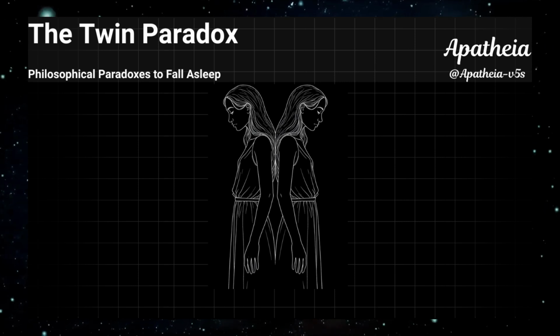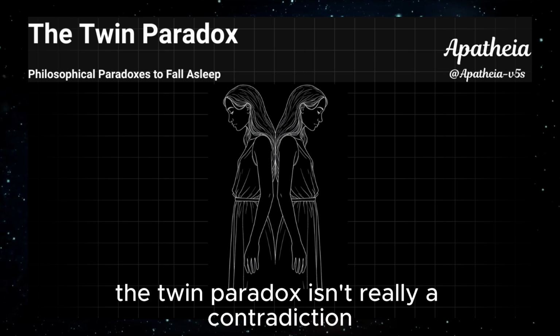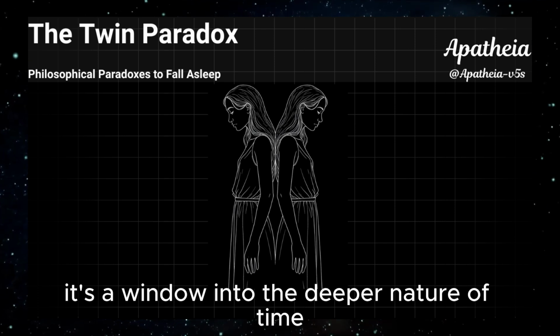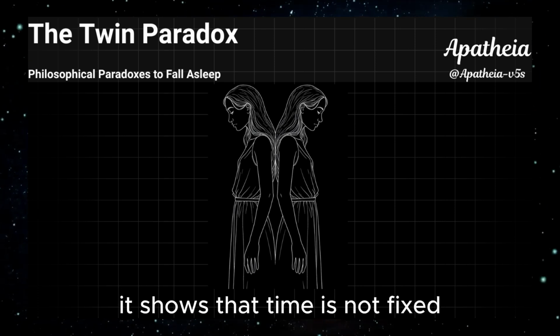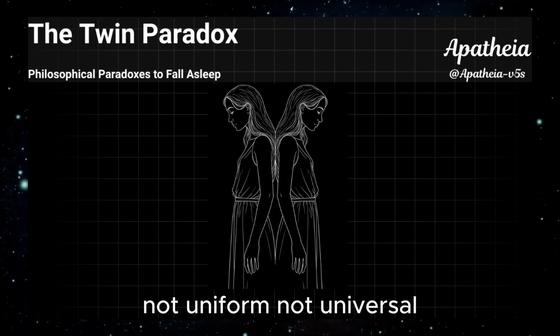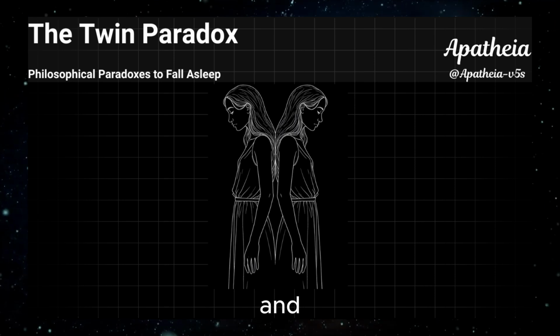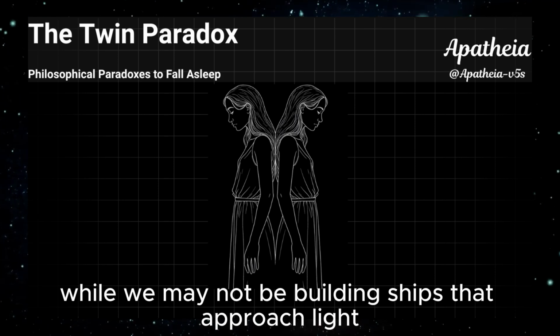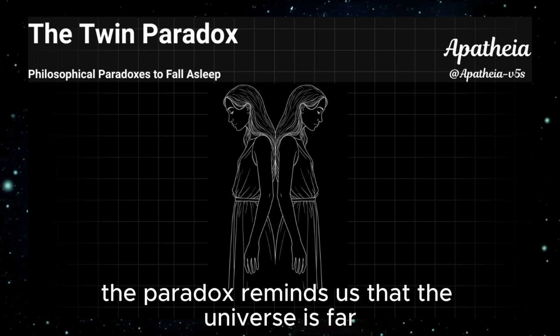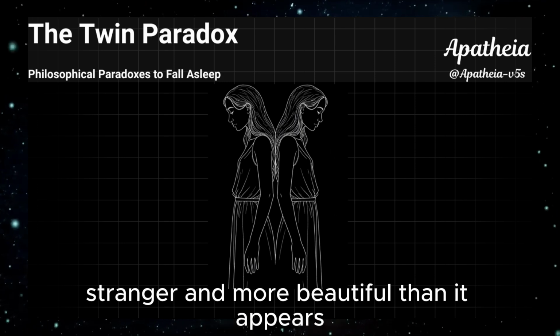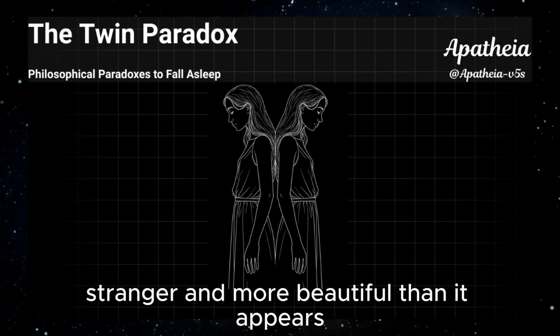Final thought. The twin paradox isn't really a contradiction. It's a window into the deeper nature of time. It shows that time is not fixed, not uniform, not universal. It bends and stretches depending on how you move. And while we may not be building ships that approach light speed anytime soon, the paradox reminds us that the universe is far stranger and more beautiful than it appears.